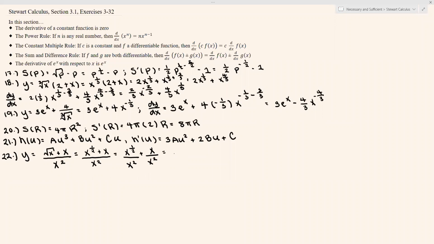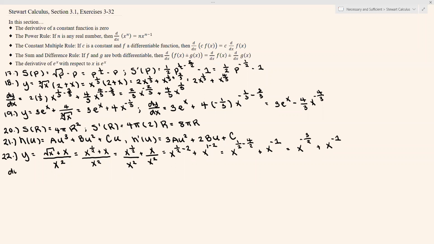And using my exponent rules, this is x to the power of 1/2 minus 2 plus x to the power of 1 minus 2. So this is x to the power of 1/2 minus 4/2. All I did was rewrite 2 using a common denominator, plus x to the 1 minus 2, that's negative 1. And after some simplification, this is x to the power of negative 3/2 plus x to the power negative 1. So once it's written like this, it's pretty easy to use our power rule.